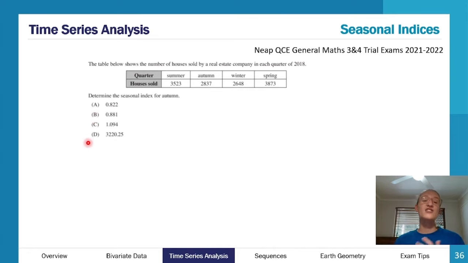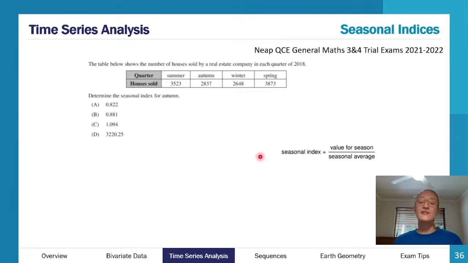So I'm thinking it's going to be A or B. And then D is just completely wrong, because that to me looks like the average of all of the numbers, but we don't want that. We want the seasonal index. That's what we've been asked to find, which we know is going to be a number around 1. So I'm already thinking it's going to be A or B. So how do you calculate the seasonal index?